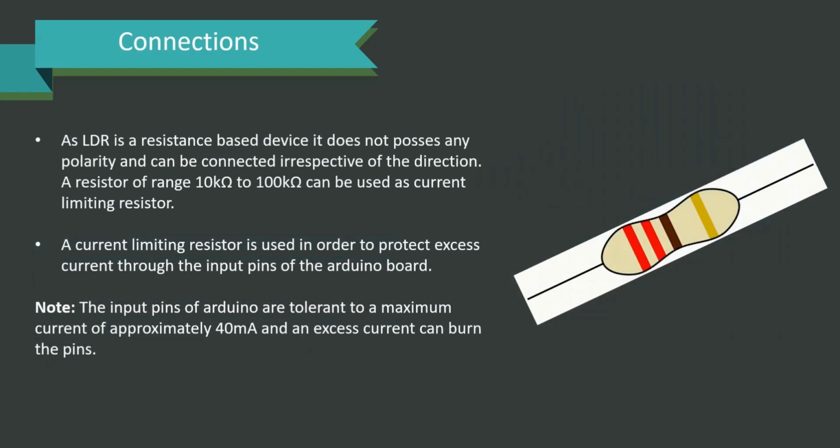That is it. But one more important thing to be understood here. LDR is a resistance based device. Hence, it doesn't have any polarity, which means you need not worry about which side is to be connected to which pin. A resistor of range 10 kilo ohm to 100 kilo ohms can be used as a current limiting resistor. A current limiting resistor is used in this circuit in order to protect the input pins of the Arduino board from excess current. Please note that the input pins of Arduino are tolerant to a maximum current of approximately 40 milliamps and an excess current could certainly damage the pins.